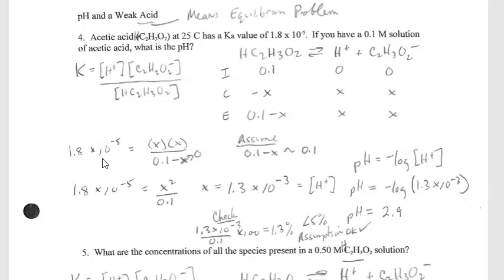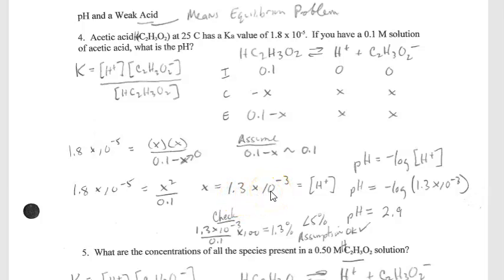One other thing, we're going to do an assume, and then we're going to do a check. As long as the ionization of whatever we're starting with is 5% or less, it's said to be a good assumption. So we're going to assume that 0.1 minus x, the x is going to be so small that we're not going to see a change in the initial concentration of the acetic acid. I substitute in, I solve for x, and I get an x concentration of 1.3 times 10 to the minus 3.